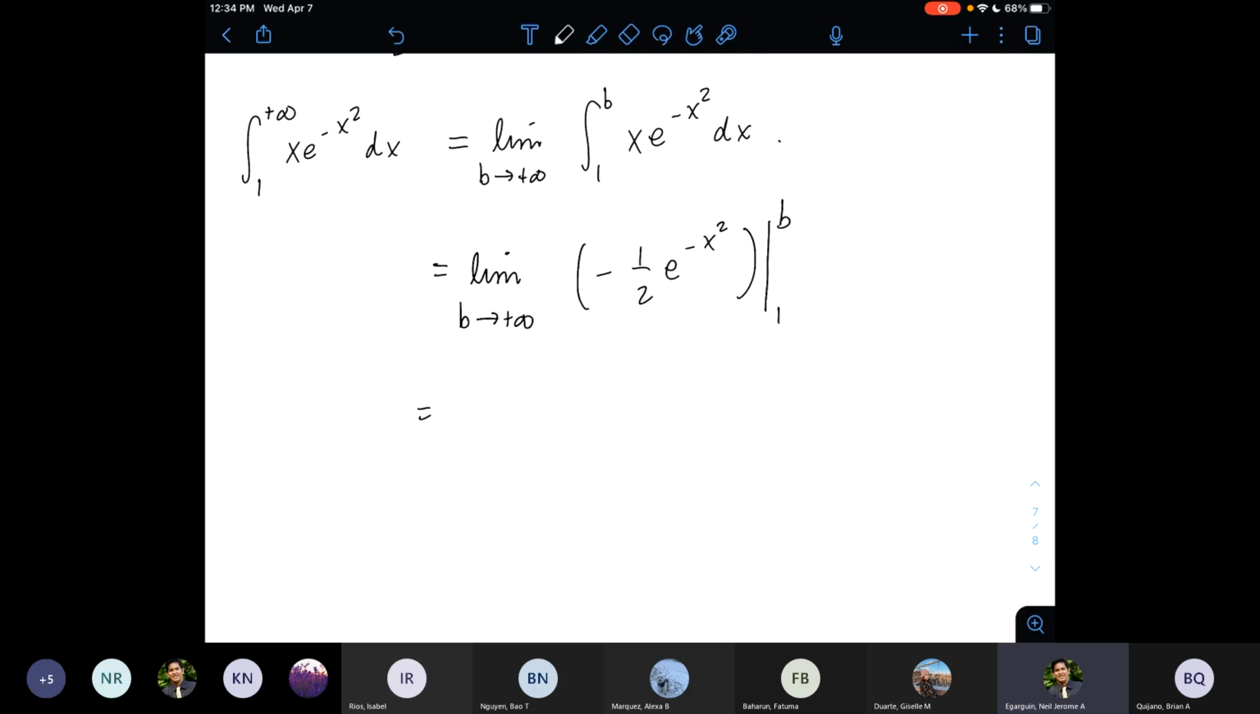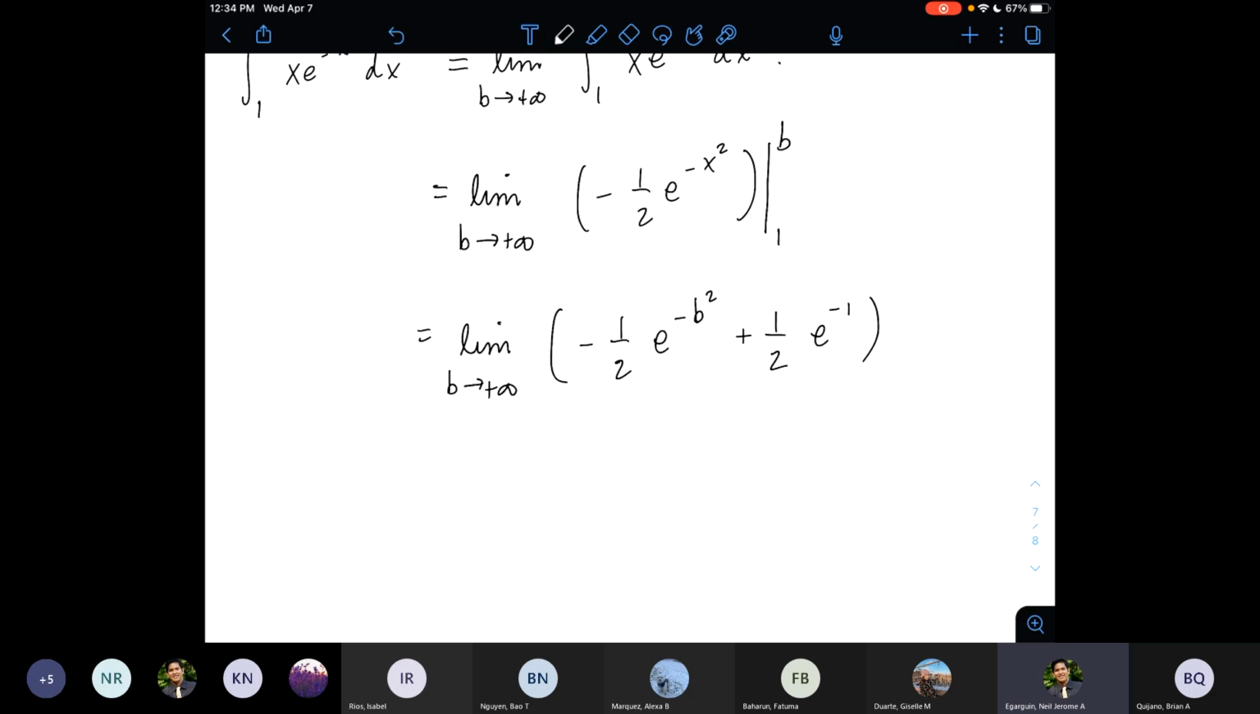Now, if we do so, we'll have the limit of negative 1/2 e to the minus b squared minus negative 1/2, so it's going to be plus 1/2 e to the minus 1, as b approaches infinity. Okay, good so far? Right?